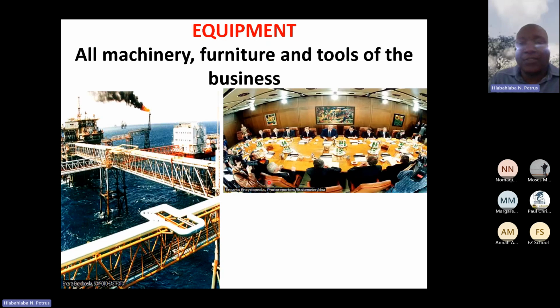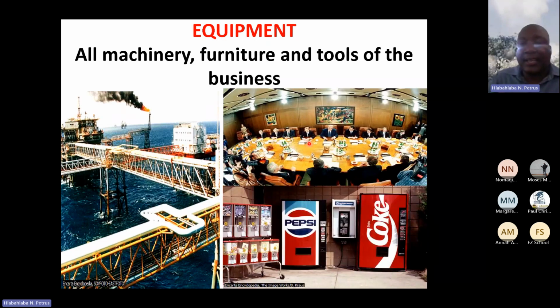This is the equipment of the business, as I've indicated. You see, this is the meeting that is taking place in the boardroom. They have used the table, big table, the chairs. Those chairs are the equipment, the furniture of the business. And you see here, Pepsi, Coke, they are saying you choose which product you want. These machines that are used here, they belong to the business. It's an equipment. We refer to them as equipment.